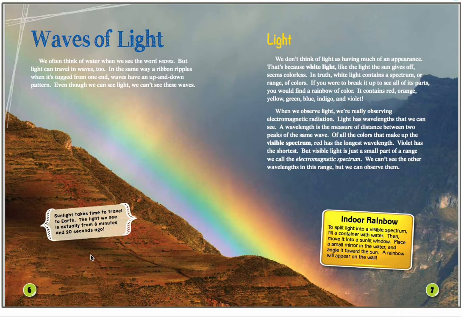Sunlight takes time to travel to Earth. The light we see is actually from 8 minutes and 20 seconds ago. An indoor rainbow. To split light into a visible spectrum, fill a container with water, then move it into a sunlit window. Place a small mirror in the water and angle it towards the sun. A rainbow will appear on the wall.